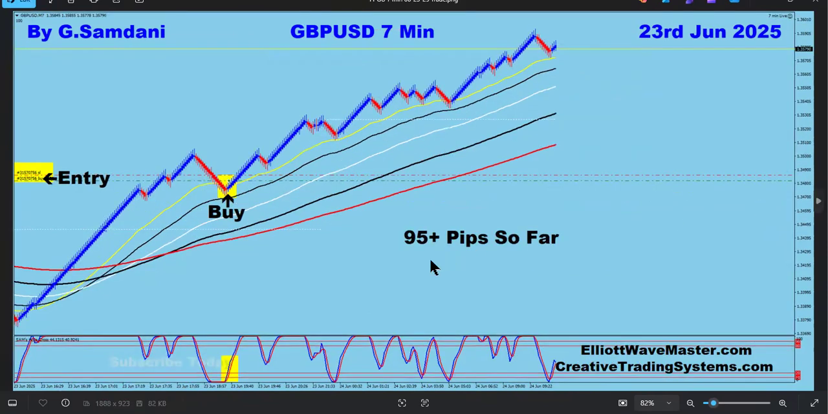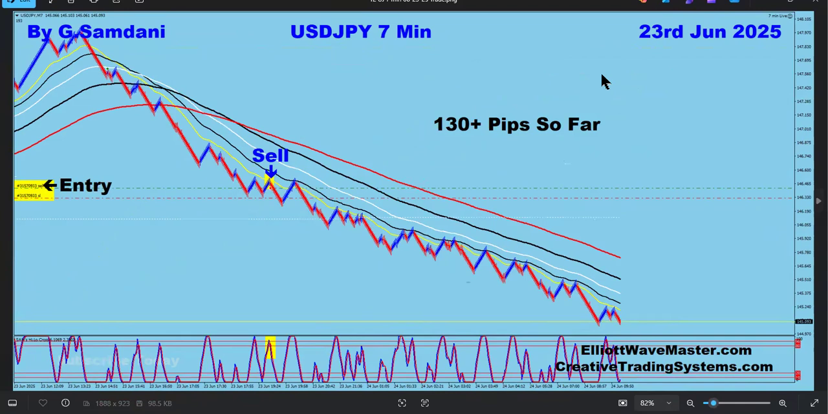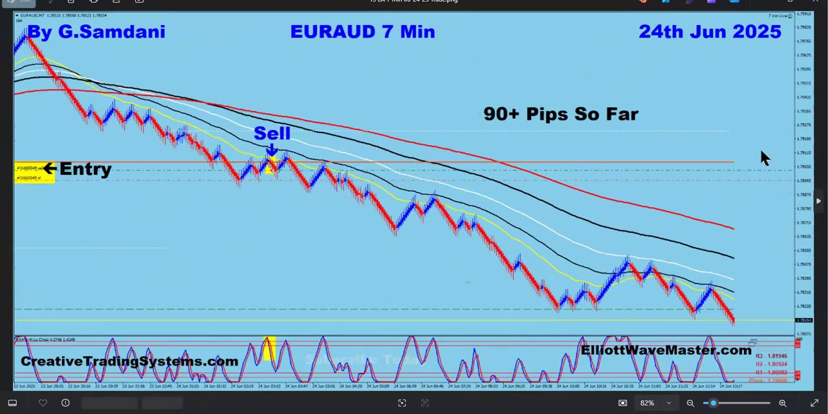70 pip. This is 95 pip, pound USD on the 23rd. Also on the 23rd, beautiful, USD yen coming down all the way. This was the entry, and then look, 130 pip.